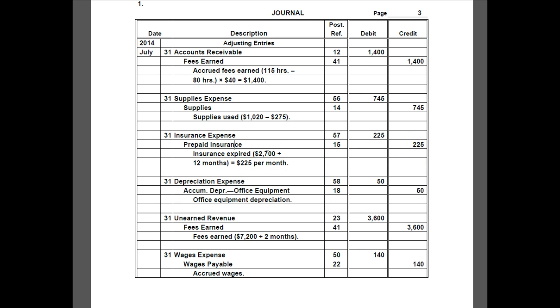Insurance expense, remember I talked about that prepaid was going to be pulled out, so each month it costs $2,700 for a year. They're going to divide that by 12 months and come up with $225 per month. So we have an expense here, and we're going to remove some of that from the prepaid insurance account.